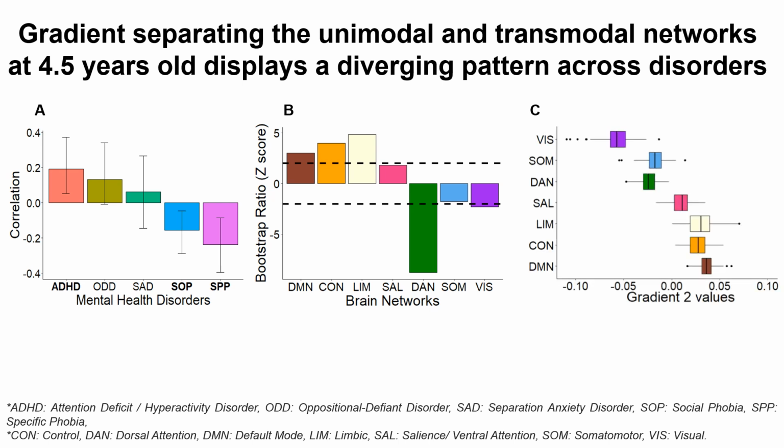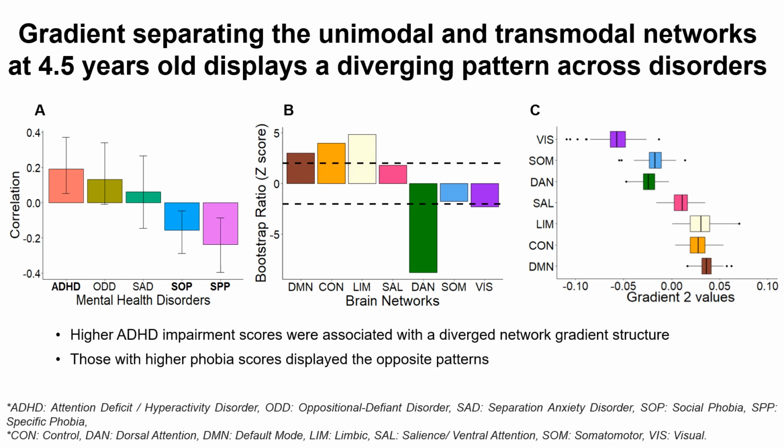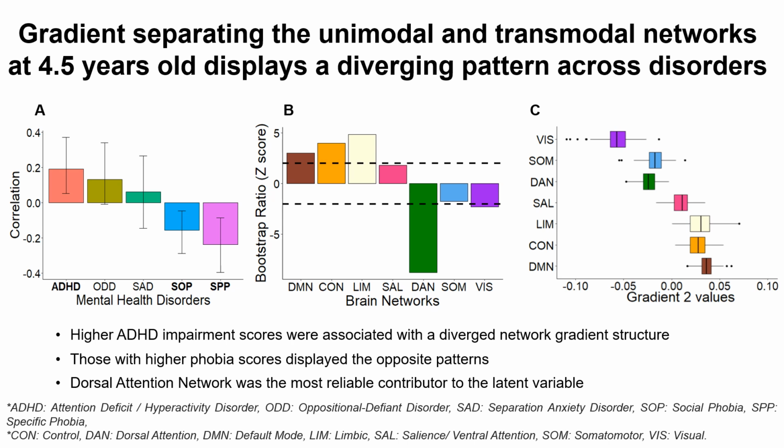Looking at gradient patterns again, we can see that children with higher ADHD impairment scores exhibited a more diverged network gradient structure, where the multimodal and unimodal networks are situated further away from each other. On the other hand, those with higher phobia scores displayed the opposite pattern, where the networks are more clustered along these gradients. The dorsal attention network was identified to be the most reliable contributor to the latent variable.